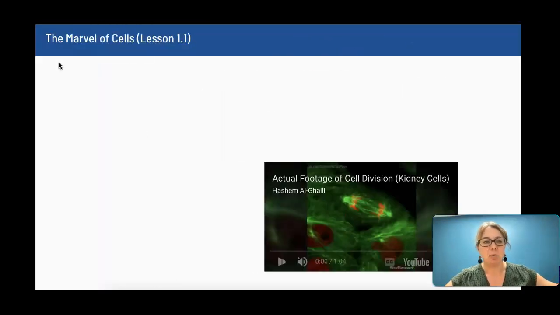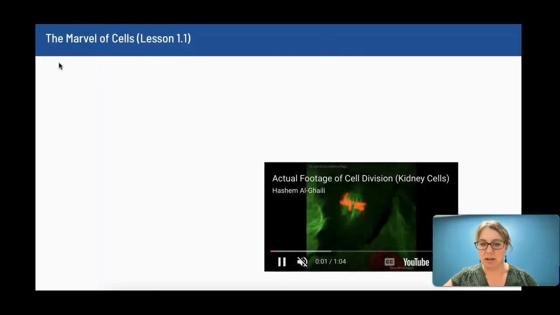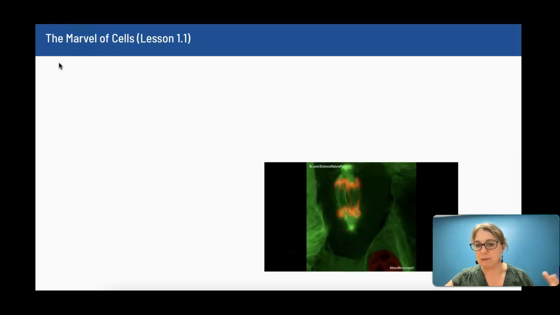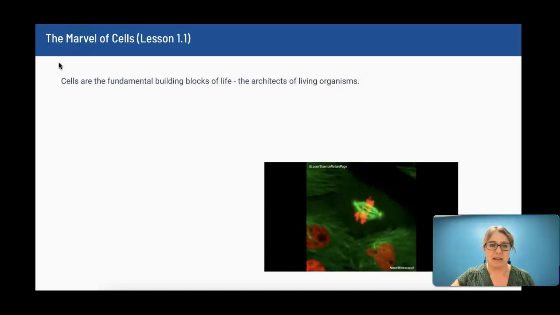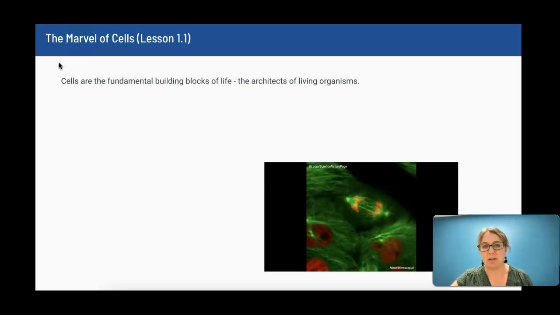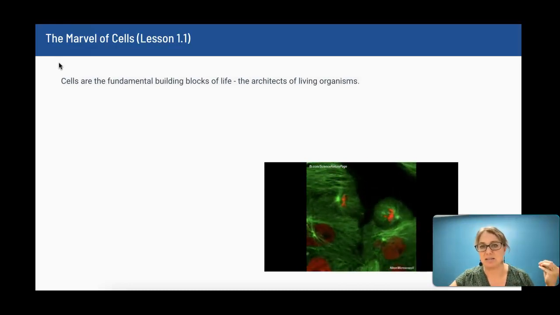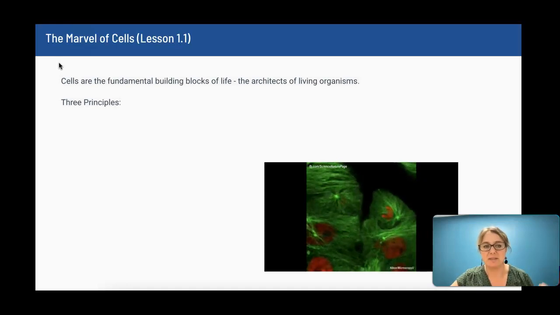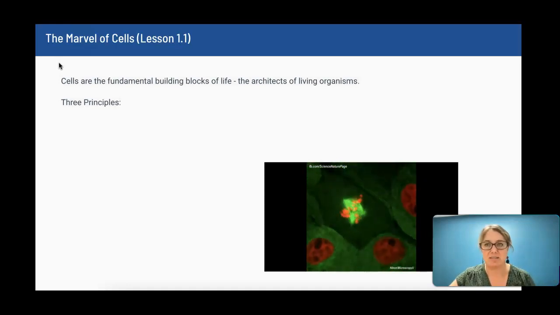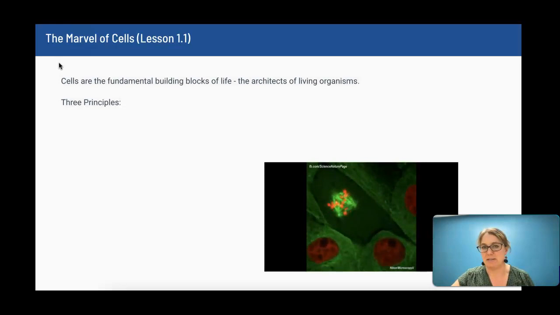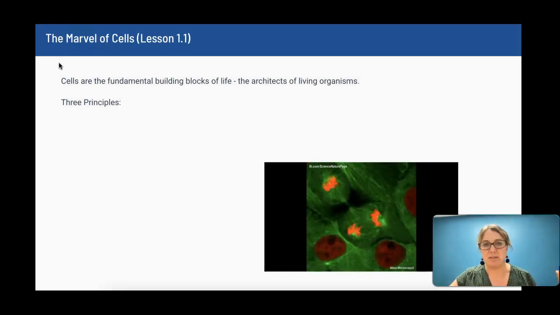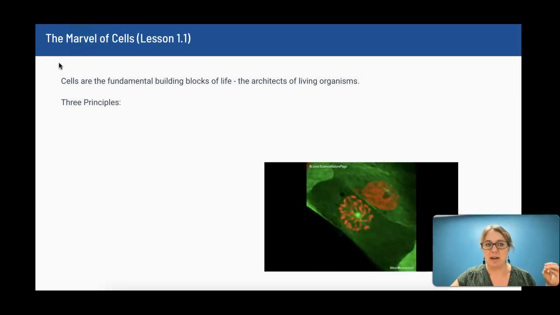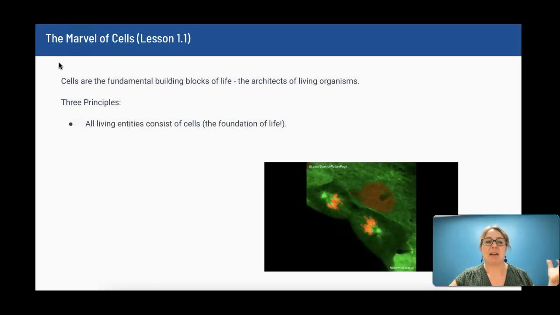Okay, so real quick review of what you're going to do in these upcoming lessons. The first one, lesson 1.1, you're just going to refresh what you know about cells. They're the fundamental building blocks of life. They are the architects of living organisms. They are everywhere in everything that's living. It's amazing when you think about it. All the biodiversity of living things on this planet all comes from the same basic unit: a cell.